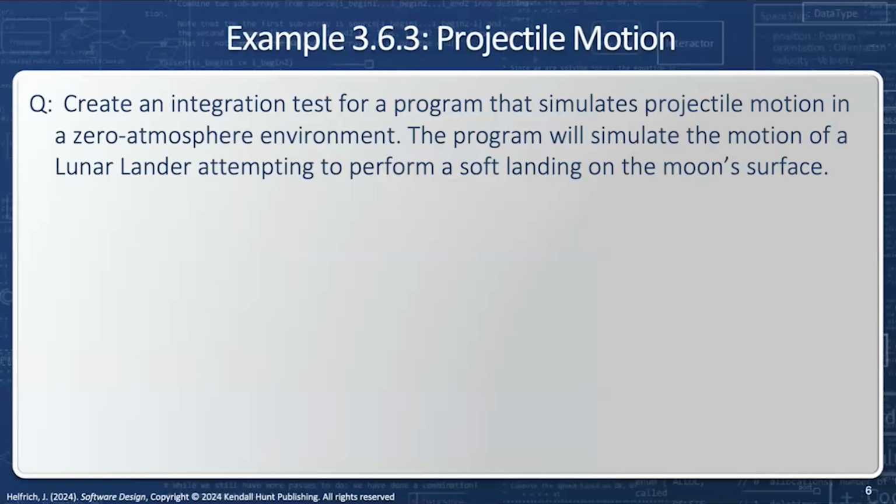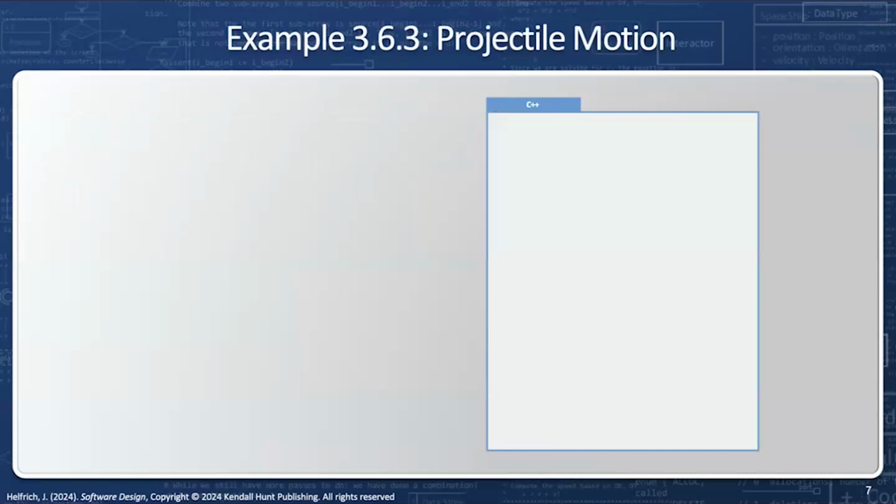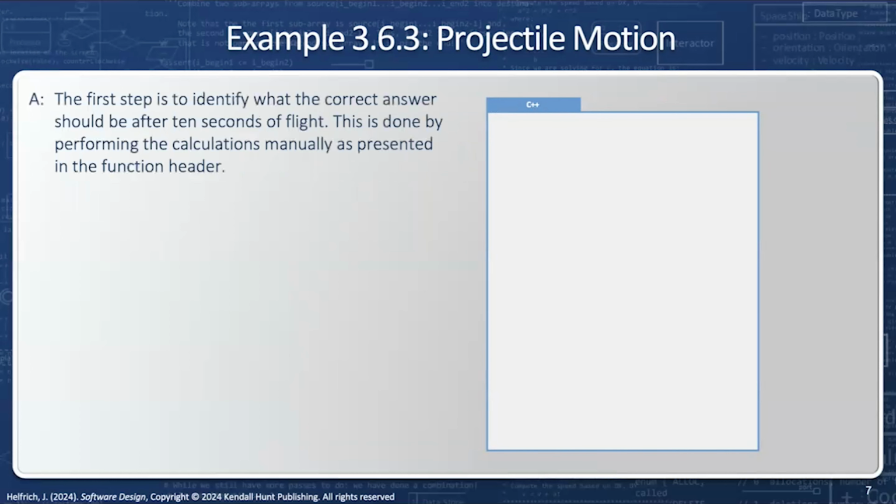Okay, in our final example, we want to create an integration test for a program that simulates projectile motion in a zero atmosphere environment. The program will simulate the motion of a lunar module attempting to perform a soft landing on the moon's surface. Now, the very first thing I need to do is make sure I got the math right. So I'm going to identify the correct answer that should be after 10 seconds of flight. This is done by manually performing the calculations. If this was done in industry, then I would ask my subject matter expert to perform the math for me, and then I would verify that my results are exactly the same.